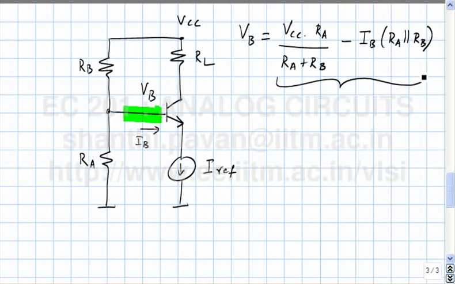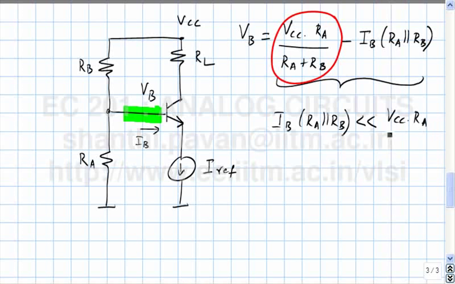Now you don't want to keep going calculating base currents and finding RA and RB. You want VB to be something. You hardly want to spend the time trying to figure out what RA and RB should be by calculating, finding beta and base current and all this other stuff. What is a quick and dirty way of making sure that the quiescent voltage is approximately what you want? One way of making VB approximately equal to this is to make IB times RA parallel RB much smaller than VCC times RA by RA plus RB.